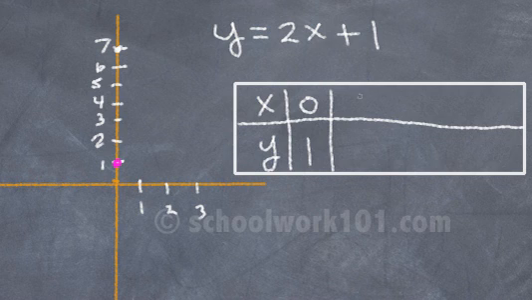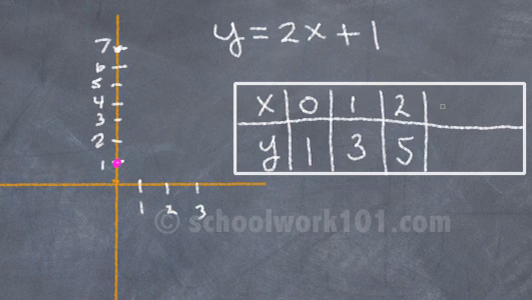Alright, let's just finish the table over here. So I plug 1 in, so 2 times 1 is 2, plus 1 is 3. So I plugged 1 in and I got 3 out. Okay, let's plug 2 in, so you get 4 plus 1 is 5. And then we'll plug 3 in, and that's going to be 2 times 3 is 6, plus 1 is 7. I think we'll just stop right there.